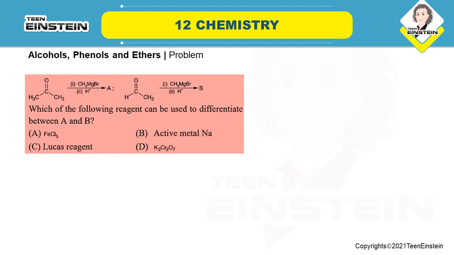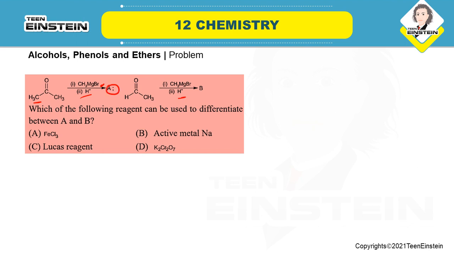We will see a problem now which is based on Grignard reagent. Here we have a molecule which is acetone, CH3COCH3. First it is treated with methyl magnesium bromide Grignard reagent, and in the second step H plus is mentioned, which is nothing but acid hydrolysis. Another starting material is CH3CHO, that means acetaldehyde, with the same reagent and same condition.